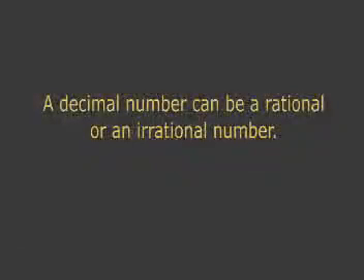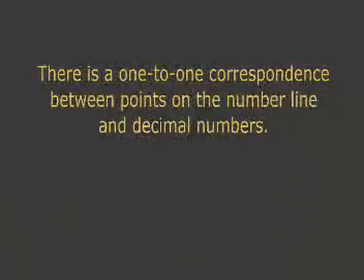A decimal number can be rational or irrational. Every decimal number can be associated with a unique point on the number line, and every point on the number line can be associated with a unique decimal number. This is often expressed by saying that there exists a one-to-one correspondence between points on the number line and decimal numbers.